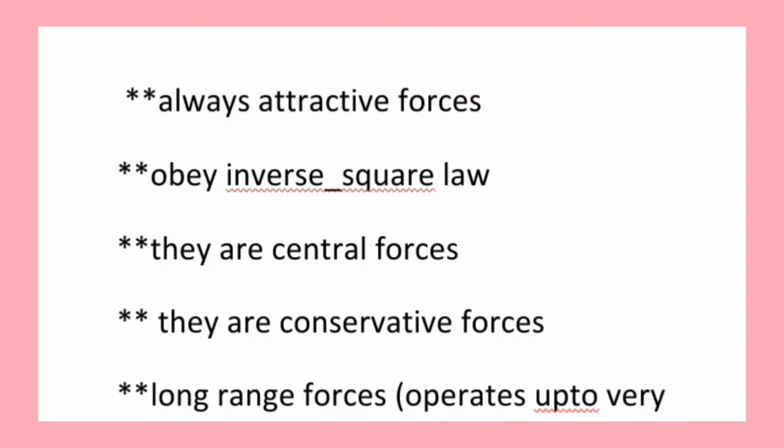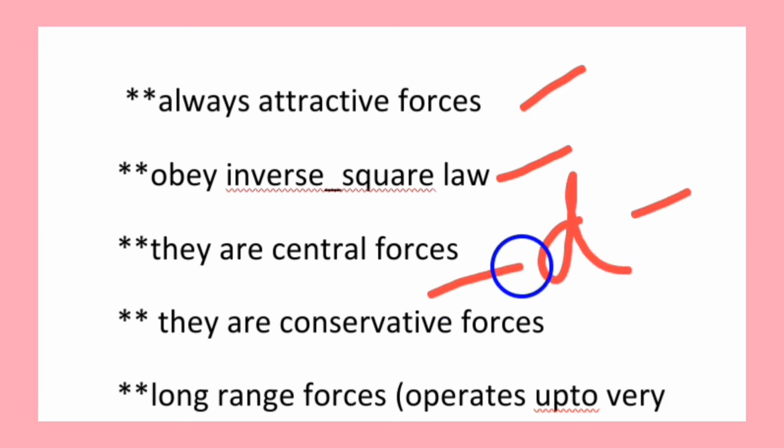The gravitational forces are never repulsive. Next, gravitational forces obey the inverse square law. That is, they vary inversely as the square of the distance between the two bodies. When the distance between the two bodies increases, their force decreases, which means they vary inversely.